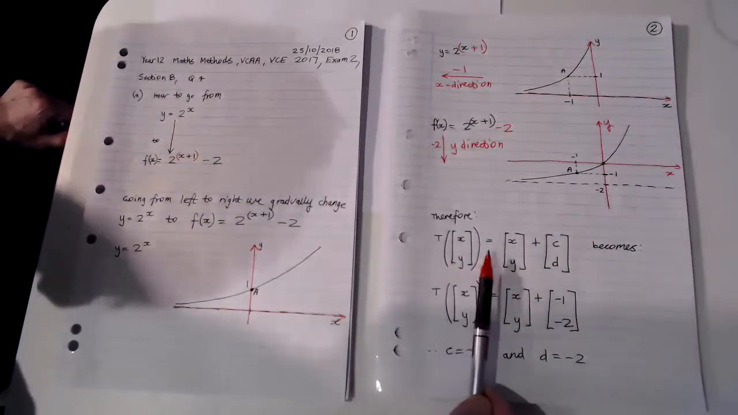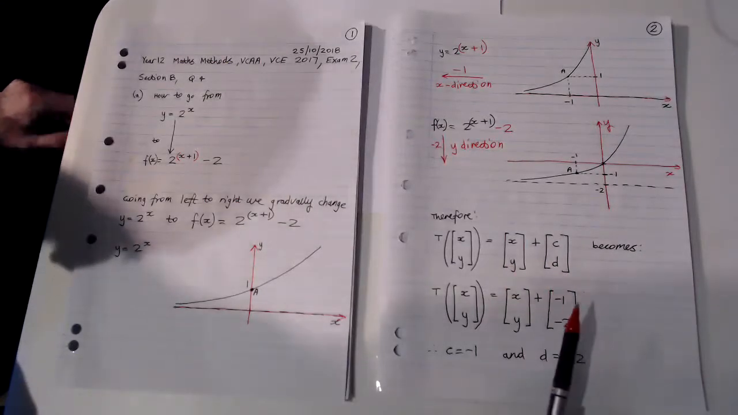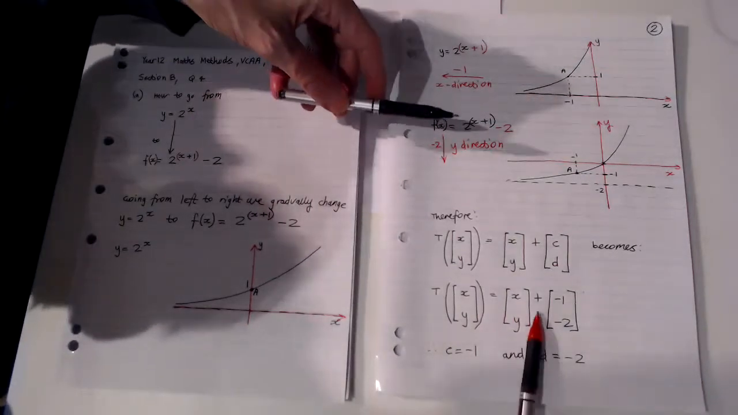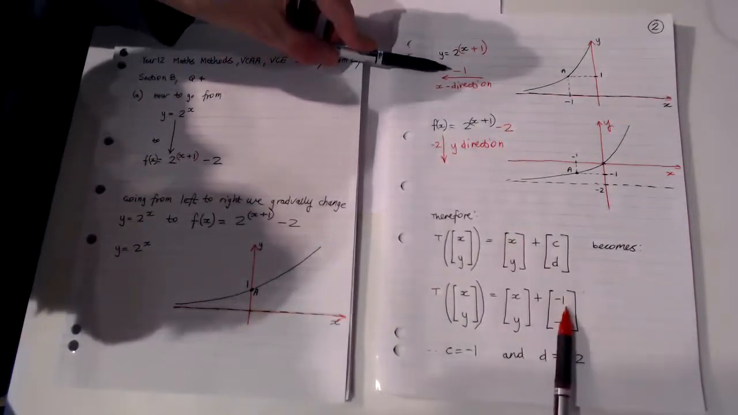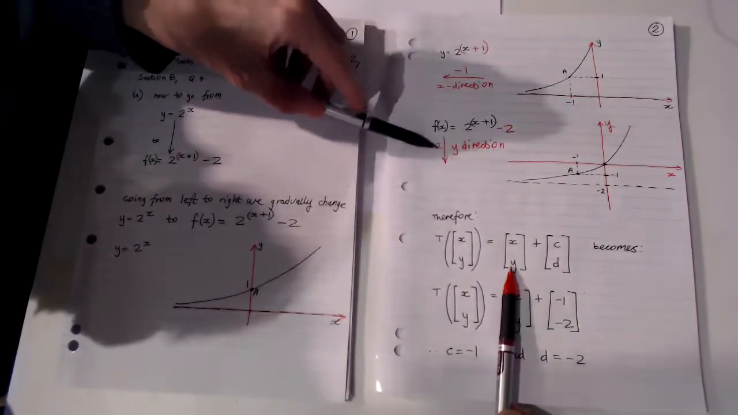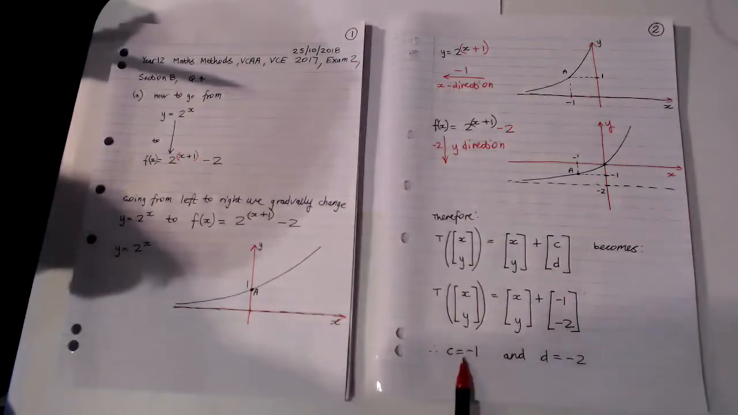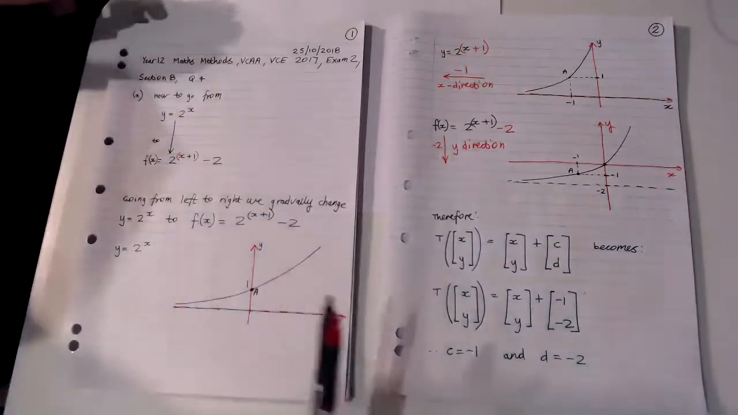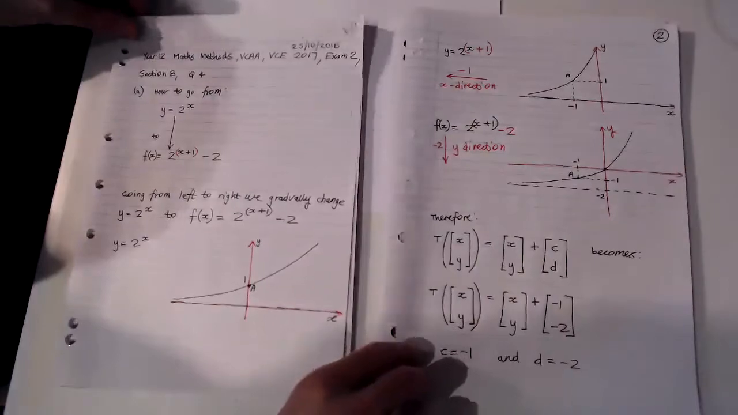The transformation is equal to x, y plus (c, d). So the transformation equals x, y plus... C is in the x direction, minus 1, and D is in the y direction, minus 2. So therefore, c equals -1 and d equals -2. So we've answered part A. Now we go to part B.